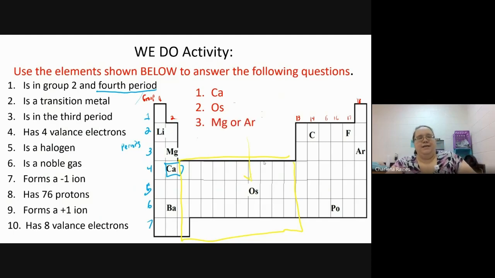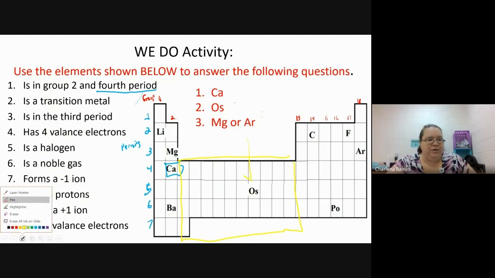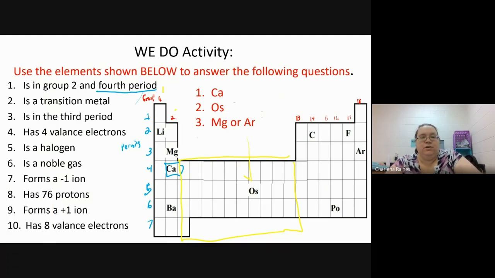Number 4 has 4 valence electrons. So remember, our valence electrons are related to my group numbers. I could just count the tall columns to get my valence electrons, which is kind of what I'm writing here in yellow. Probably should have picked a different color because I can't see where my mouse is with yellow. So 4 valence electrons means we are looking at group 14, and the only one in group 14 that is identified would be C, which is carbon.